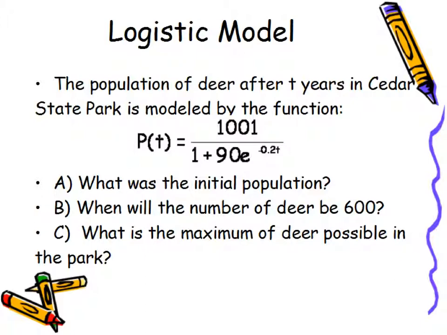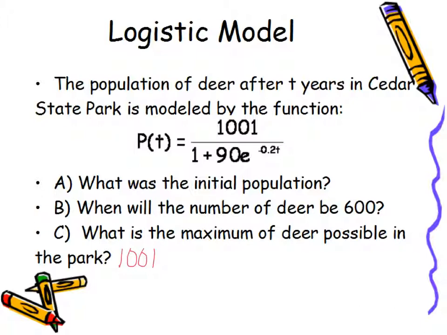I have 3 questions here. I'm not really going to do them in order. I'm going to do them easiest to hardest. And so I'm going to start off actually with part C. It says, what is the maximum number of deer possible in the park? Okay, well, if you think about what this means is the deer population will increase very rapidly, but at some point there will be too many deer and they'll start to starve, and so it'll start to level off a little bit. That leveling off, remember, is your numerator. So when they ask me what's the maximum number or what's the limit, that's always going to be your numerator. So that would be 1001.